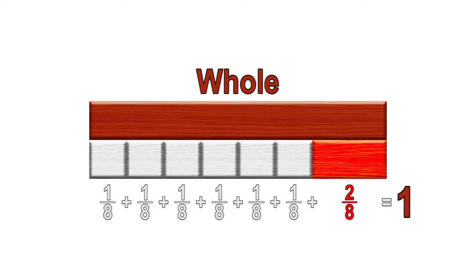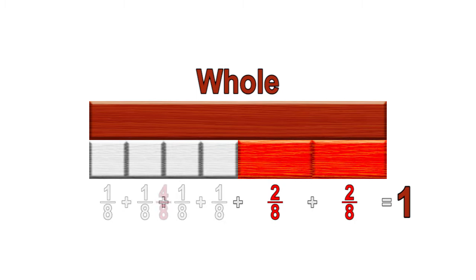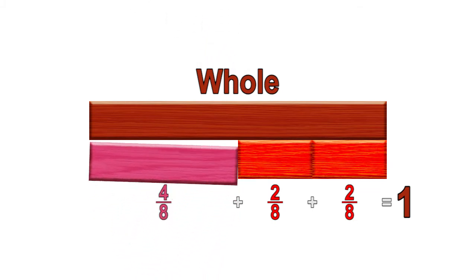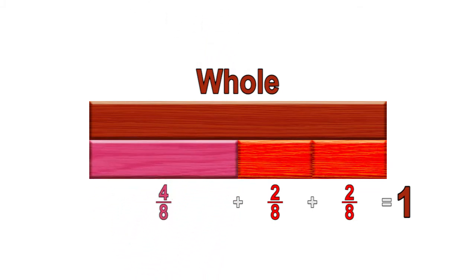If 2 white 1/8 are replaced with another 2/8 red, the equation is then 1/8 plus 1/8 plus 1/8 plus 1/8 plus 2/8 plus 2/8 equals 1. What is another way the fractions could be composed? Another equation could be 4/8 plus 2/8 plus 2/8 equals 1. Just replace 4 of the unit fractions with a purple 4/8 piece, and it is still equal to 1 whole.